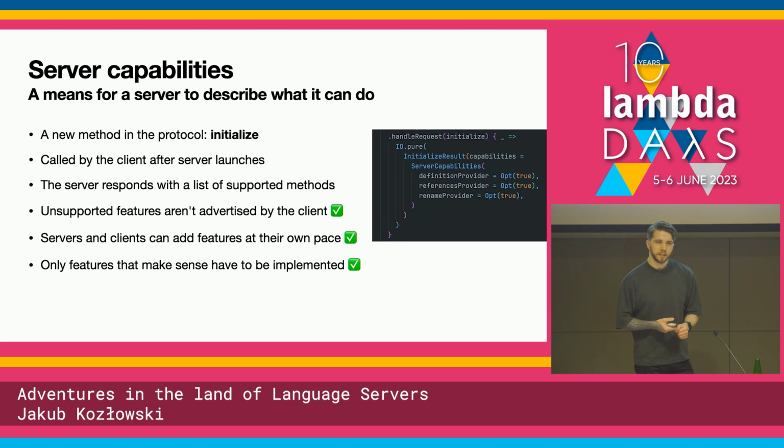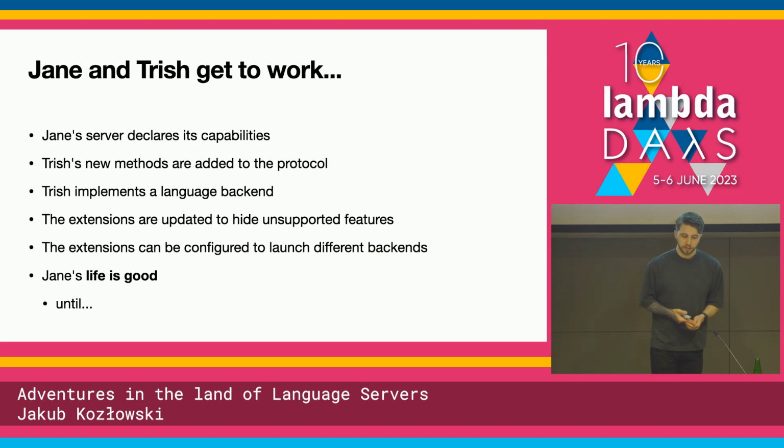Another benefit of this is that you can add new methods to the protocol, and the clients and servers, the frontends and backends, can support these features at their own pace. So if both sides implement the feature, then it can be used. So all this work gets done. The servers are updated to use the same protocol, to declare their capabilities. And the clients, the extensions in the editors, are updated to hide the features not handled by the backend.